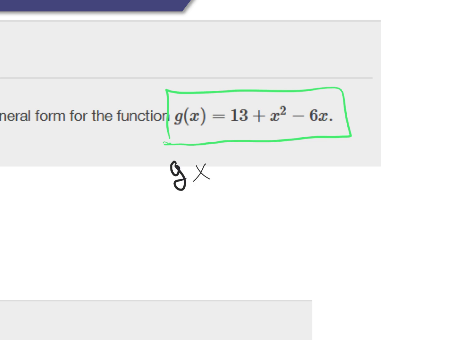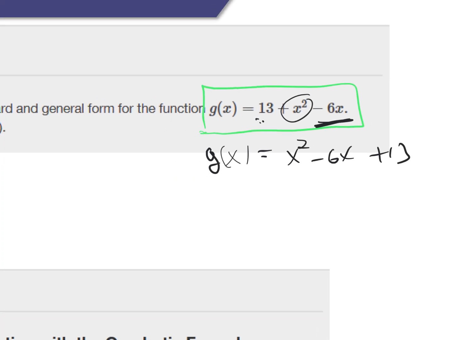G of x, I'm going to move these things around. This should be first. 1x squared. I'll just write x squared. Then this has to be second because it has an x, minus 6x. Then your 13 is the constant out here. Okay, I'm going to let it ride with you.